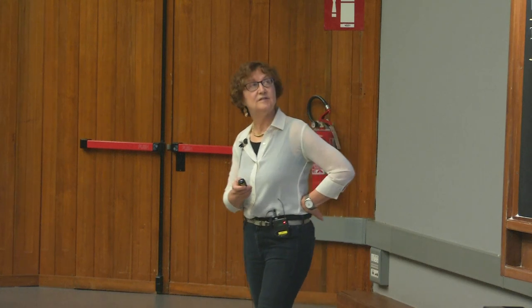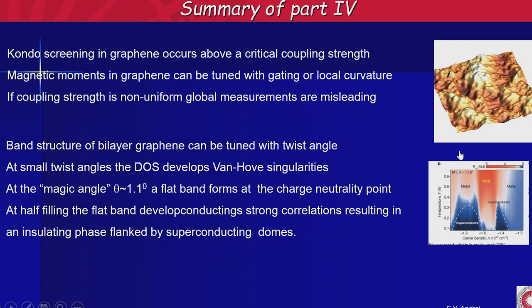And that brings me to the end. So let me just summarize part four. In this part, I talked about Kondo screening. We have seen that Kondo screening in graphene does exist. It occurs above a critical coupling strength. The magnetic moments in graphene we have seen can be tuned with a gate or with a local curvature. So you have both mechanical and electrical control over your magnetic moment, pretty unusual.